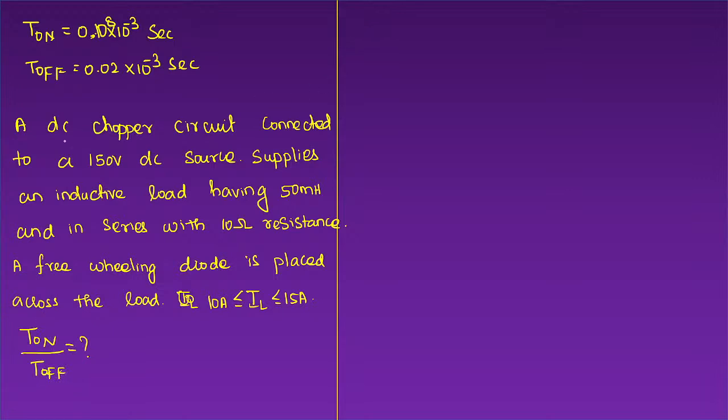I'm reading the question first. A DC chopper circuit connected to a 150 volt DC supply. So they have given supply voltage Vs equal to 150 volt. I know this is mandatory data because in a chopper circuit, output voltage and input voltage are very important. Without having them, you cannot predict the output. So supply voltage is very important. But they have given the value of inductance also. For this question, according to the given data, I don't think that is required.